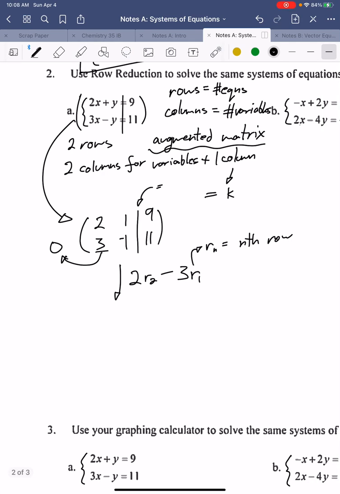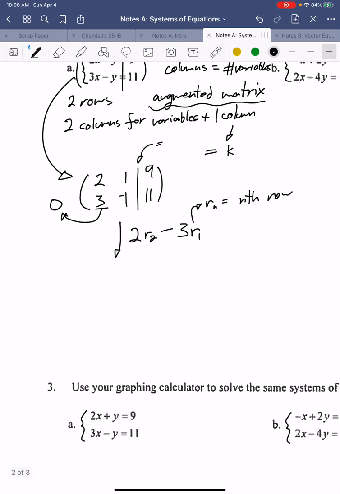Because the common denominator in this is 6, if we multiply both by 6 and subtract them, they cancel. So if we do 2 times row 2 minus 3 times row 1, we're only doing this to row 2. So row 1 stays the same: 2, 1, 9. But then the second row: 2 times 3 is 6, and then minus 3 times 2 is 0. 2 times 1 is -1. 2 times -1 is -2.